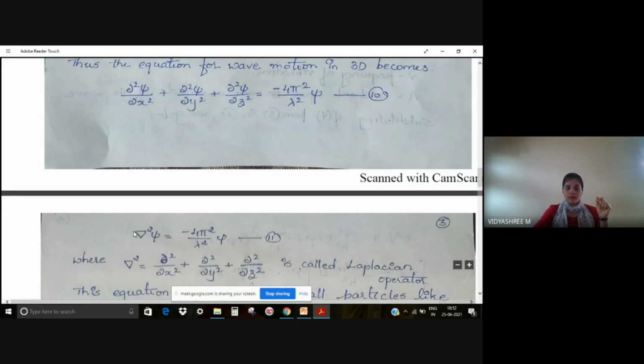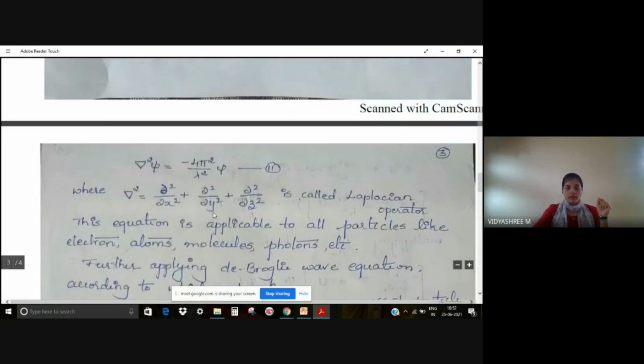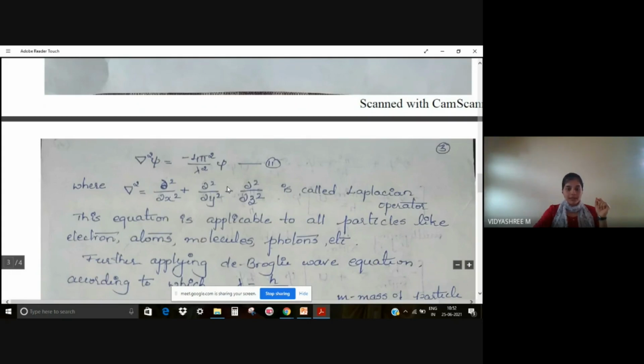Del square is nothing but delta square by delta x square plus delta square by delta y square plus delta square by delta z square. This is called the Laplacian operator. This is one of the operators of quantum chemistry or quantum mechanics. Now we obtain the equation for particles like electrons, atoms, molecules, photons, etc. That particular equation is equation 11.